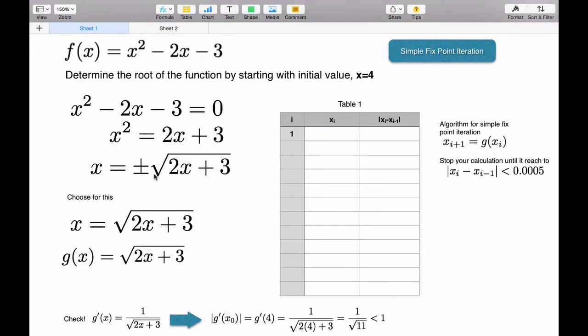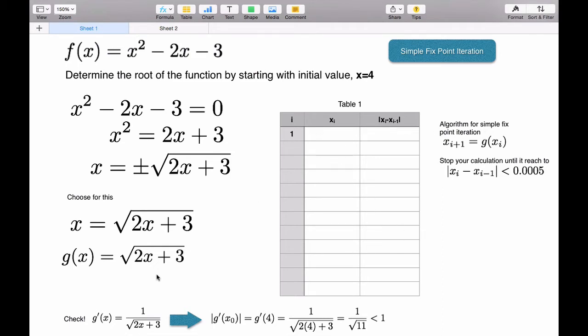Because there is a variety of options to choose from, I choose this one. I just choose the positive side, so x equals the square root of 2x plus 3. This is my g(x), and this g(x) we later use in my algorithm to get the fixed point iteration over here.